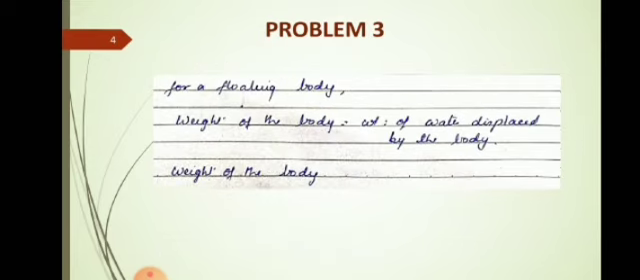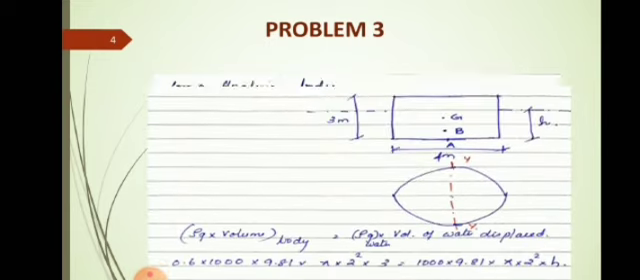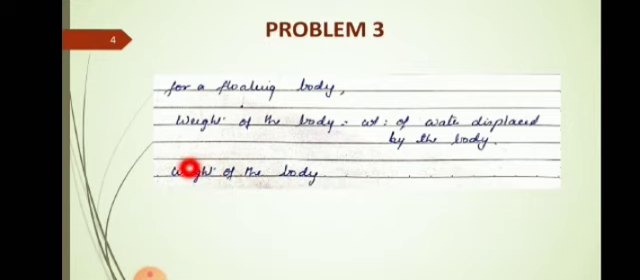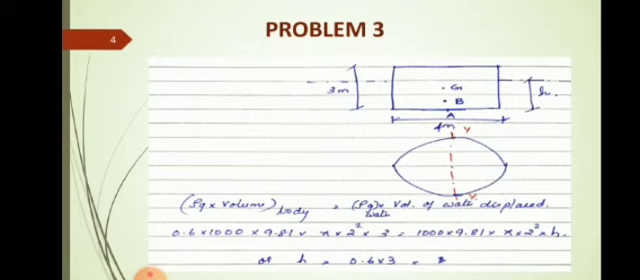As you are aware, for a floating body, the weight of the body is equal to the weight of the water displaced by the body. So this is the cylindrical body. When you look from the side, it appears to be a rectangle and the dimensions are 4 meter and 3 meter.